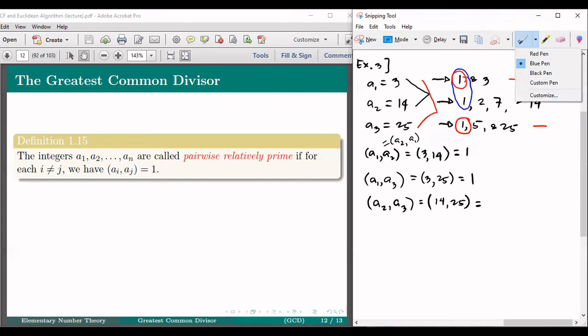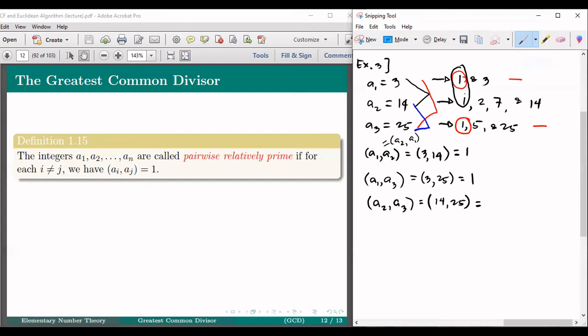So let's have the other pairing. We have here 14 and 25. So 14 and 25, focus on the last 2 numbers here. By the way, let me change this to black for consistency. So black means the GCD for 3 and 14. Red means the GCD for 3 and 25. And then blue means the GCD of 14 and 25.